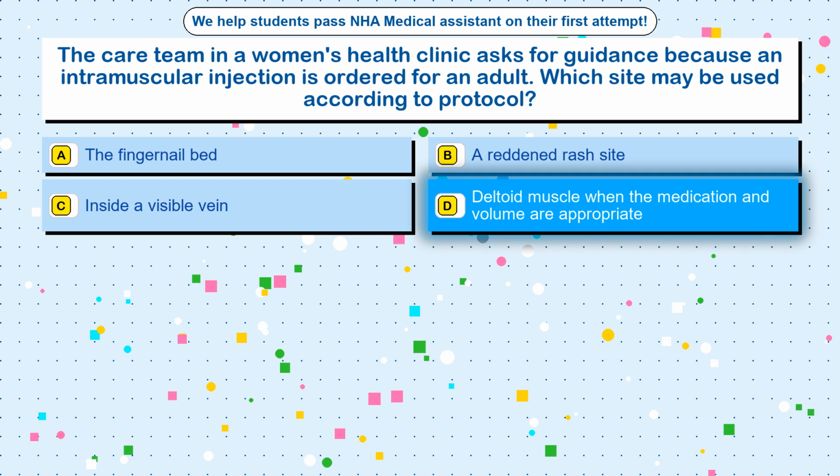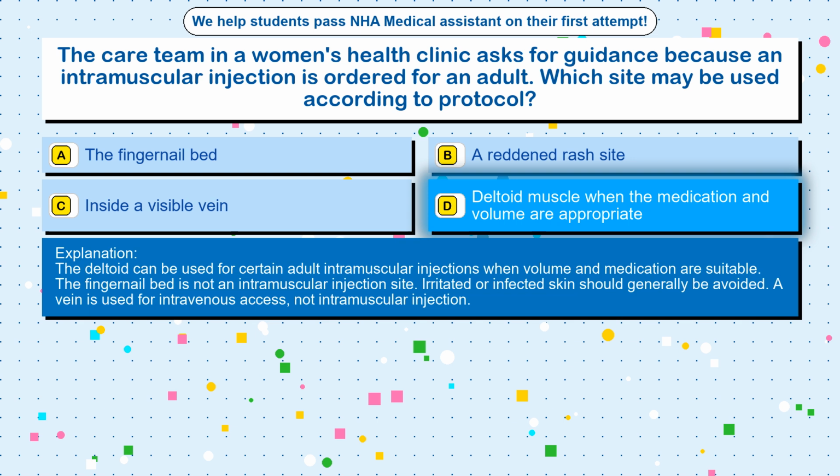The correct answer is option D. Deltoid muscle when the medication and volume are appropriate. The deltoid can be used for certain adult intramuscular injections when volume and medication are suitable. The fingernail bed is not an intramuscular injection site. Irritated or infected skin should generally be avoided. A vein is used for intravenous access, not intramuscular injection.